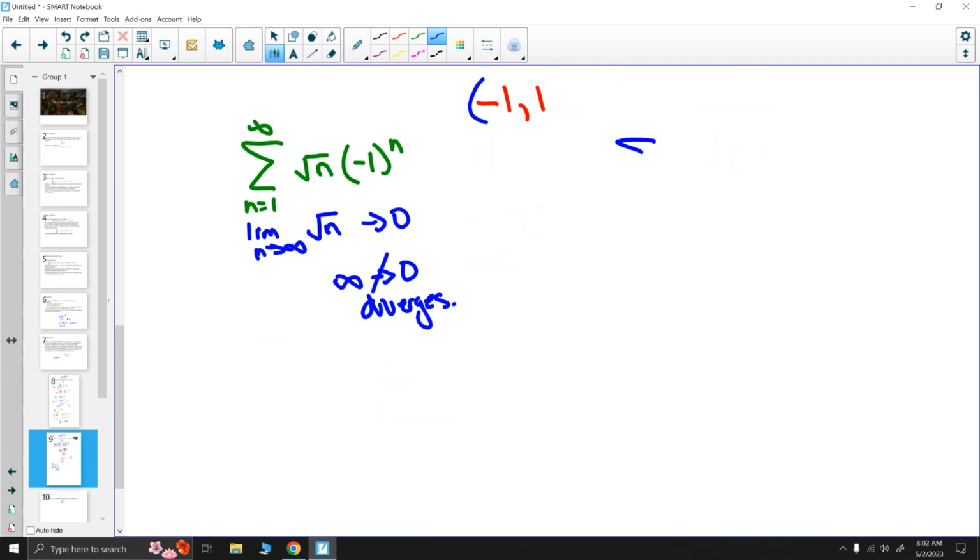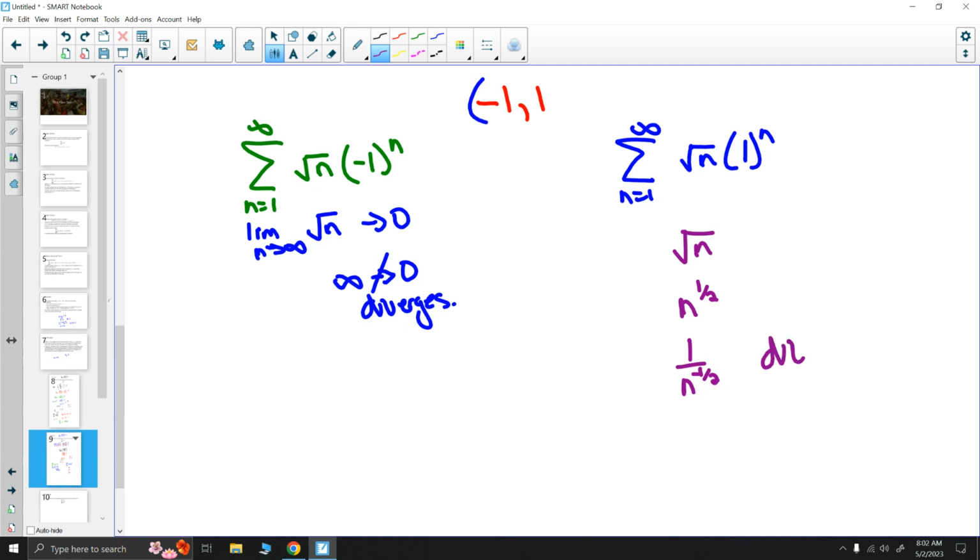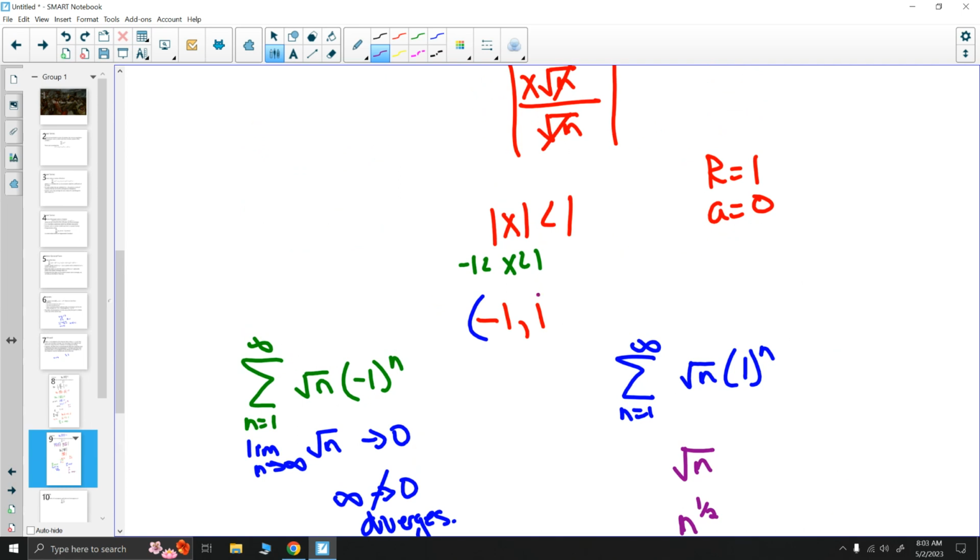So we have the series here, n equals 1 to infinity of square root n times 1 to the n. Now 1 to the n is just 1, so we don't really need it. So we need to show whether square root n converges or diverges. Now if you think about this, this is n to the 1/2, which we could also write as 1 over n to the -1/2. This is a p series where our power is less than 1, so it diverges. All right, so it's not including either of our endpoints.